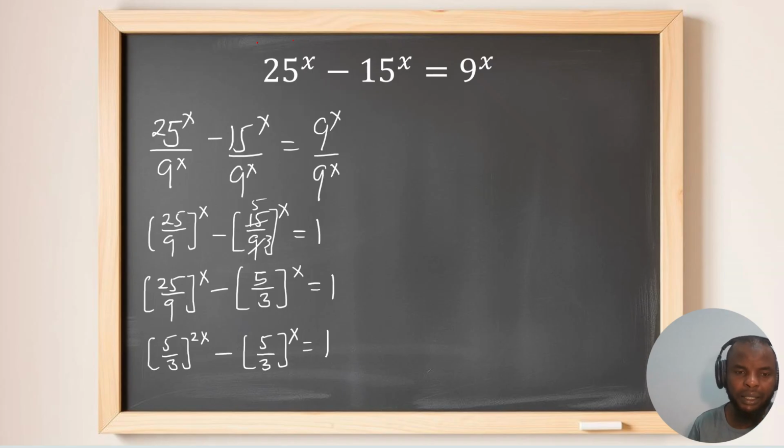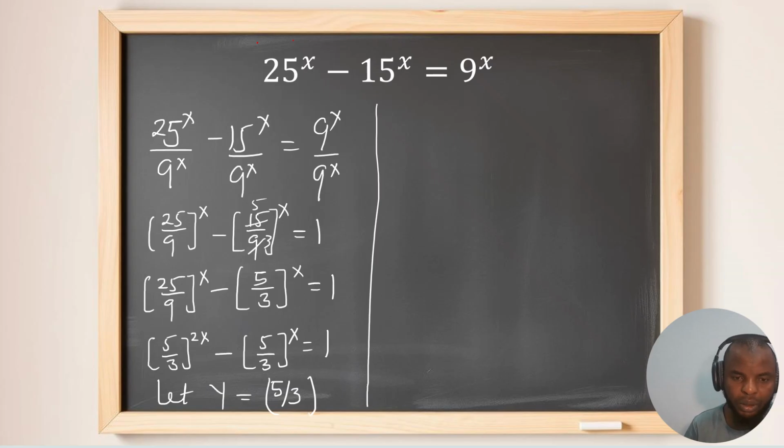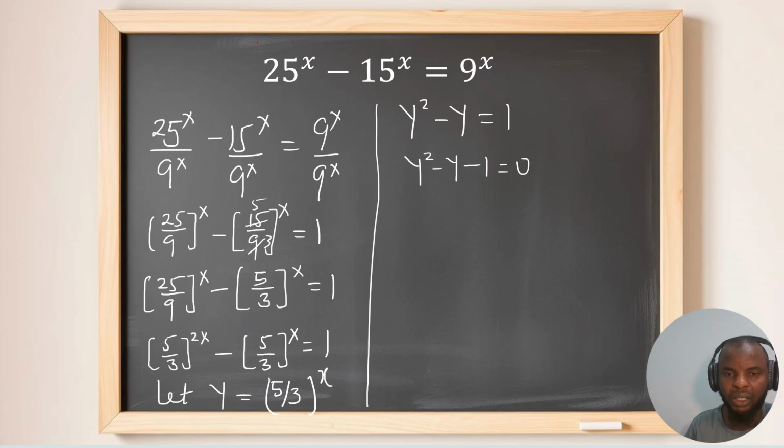Next, let y be equal to 5 over 3 to the power of x. Then we can rewrite this given equation as y squared minus y equals 1, which can be rewritten as y squared minus y minus 1 equals 0. Now we have to solve this. This is a quadratic equation.